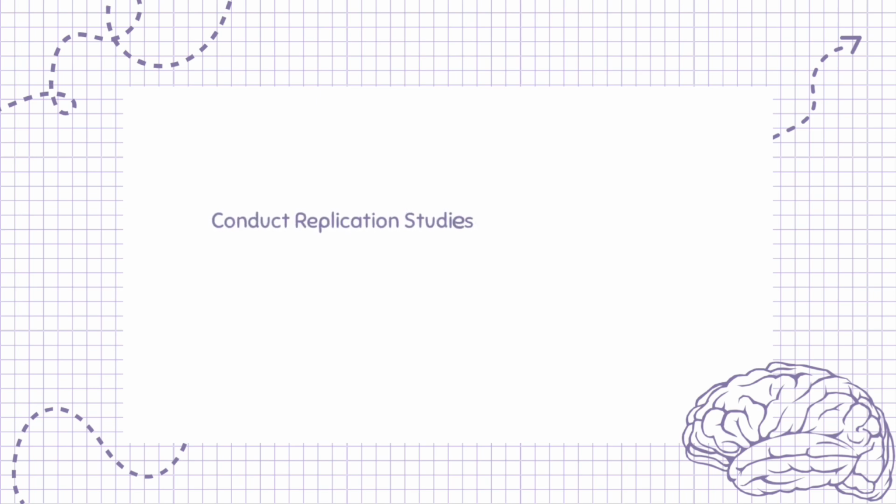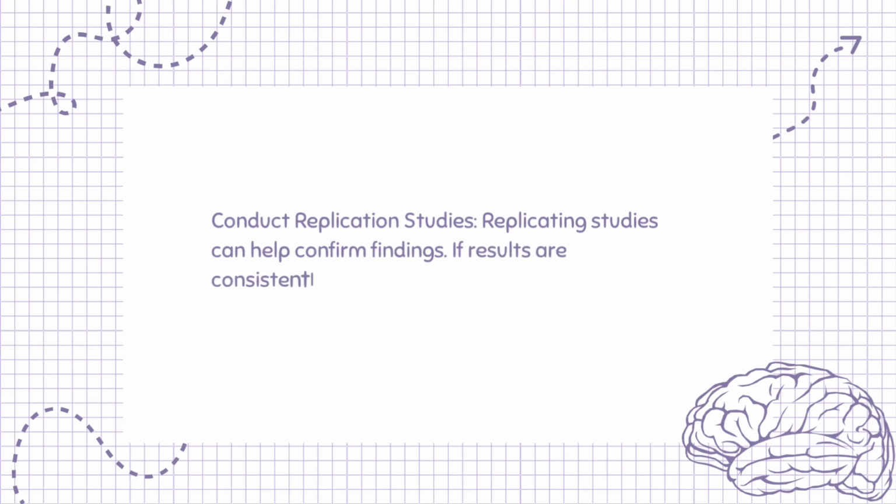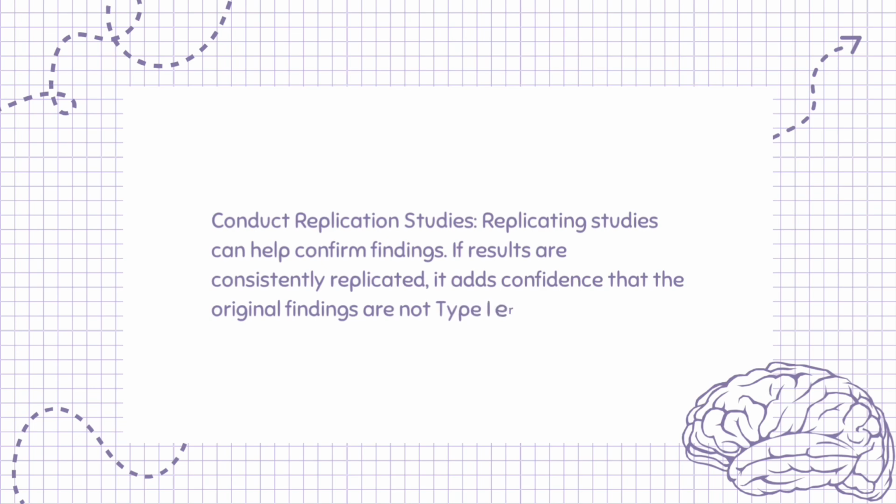Conduct replication studies. Replicating studies can help confirm findings. If results are consistently replicated, it adds confidence that the original findings are not Type 1 errors.